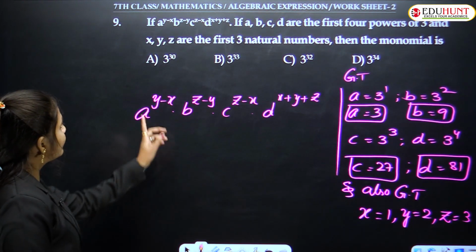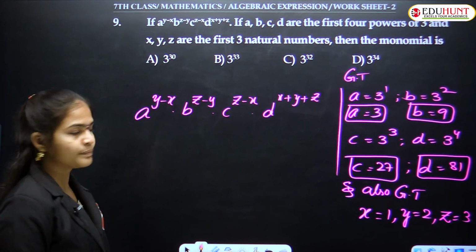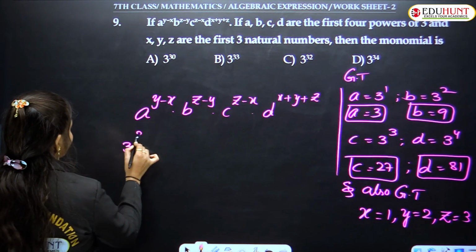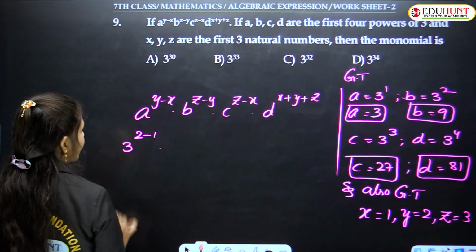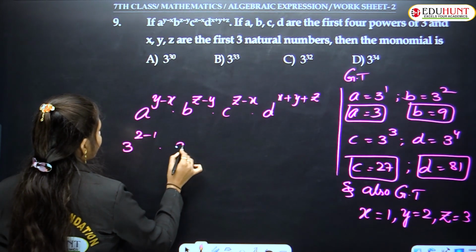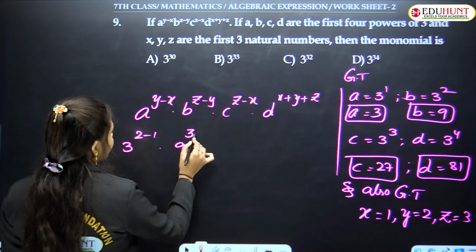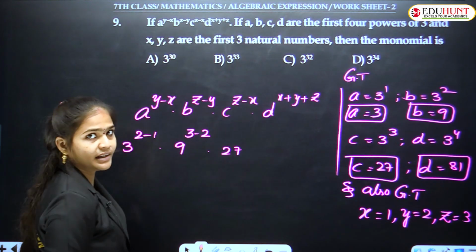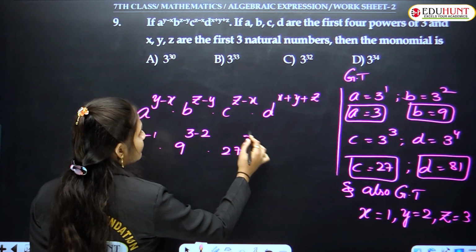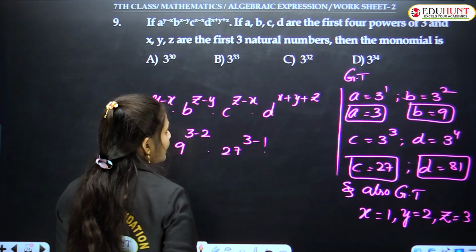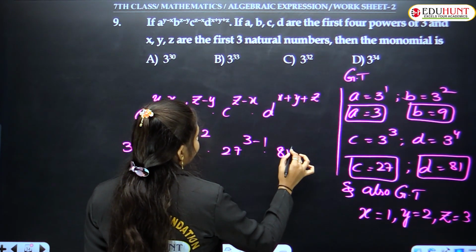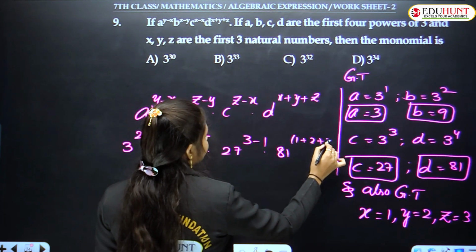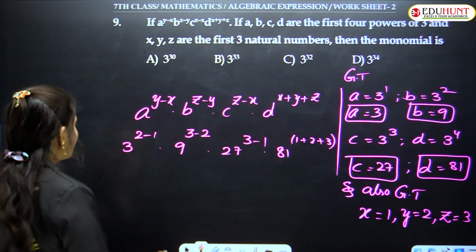Now what are they asking? We have to substitute those values here. Then A is equal to 3 power y, which is 2, minus x, which is 1, into B is equal to 9 power z, which is 3, minus y, which is 2, into C is equal to 27 power z, which is 3, minus x, which is 1, into D is equal to 81 power x plus y plus z, that is 1 plus 2 plus 3. Understand? Now simplify it.